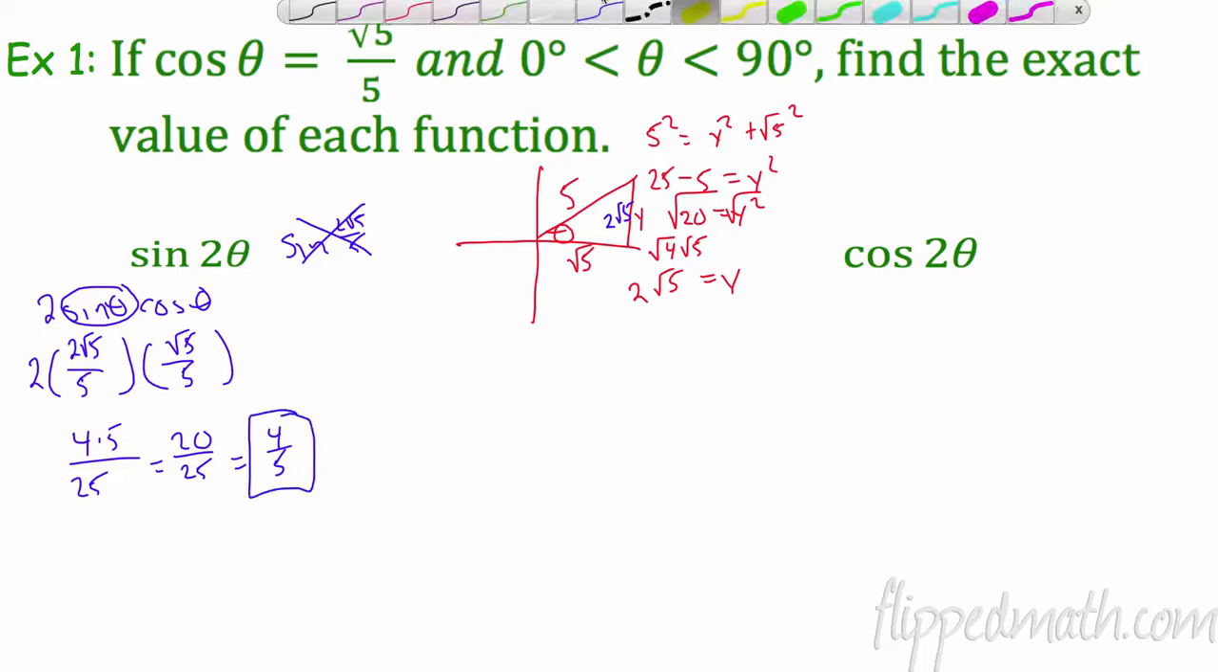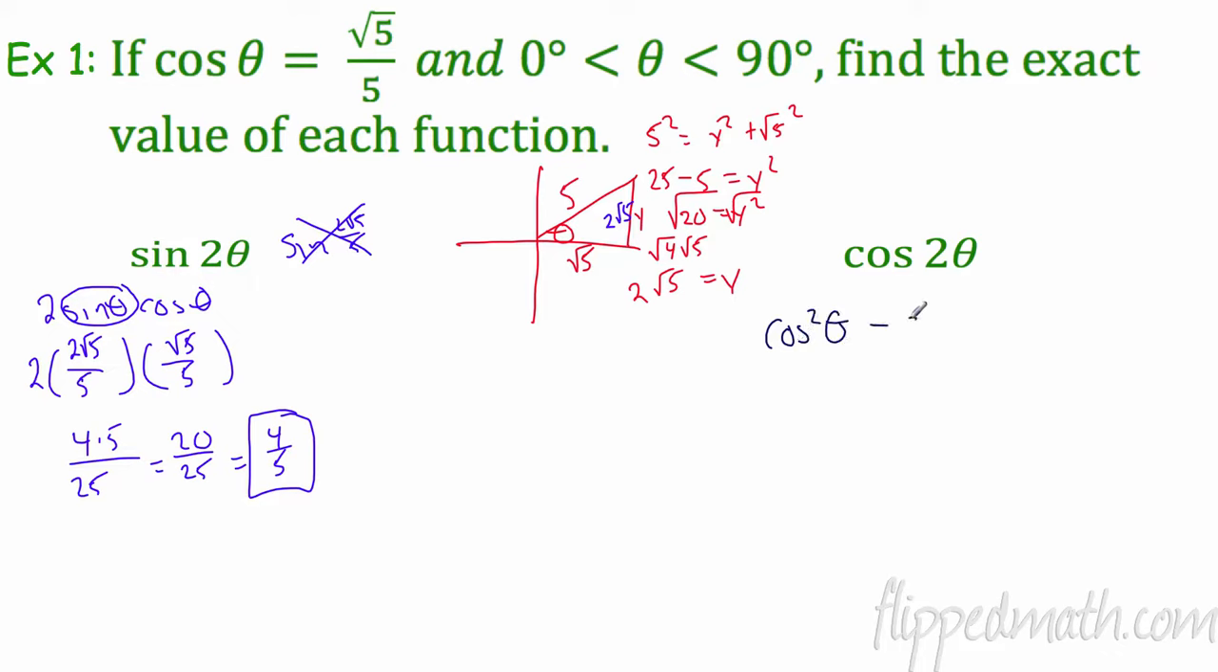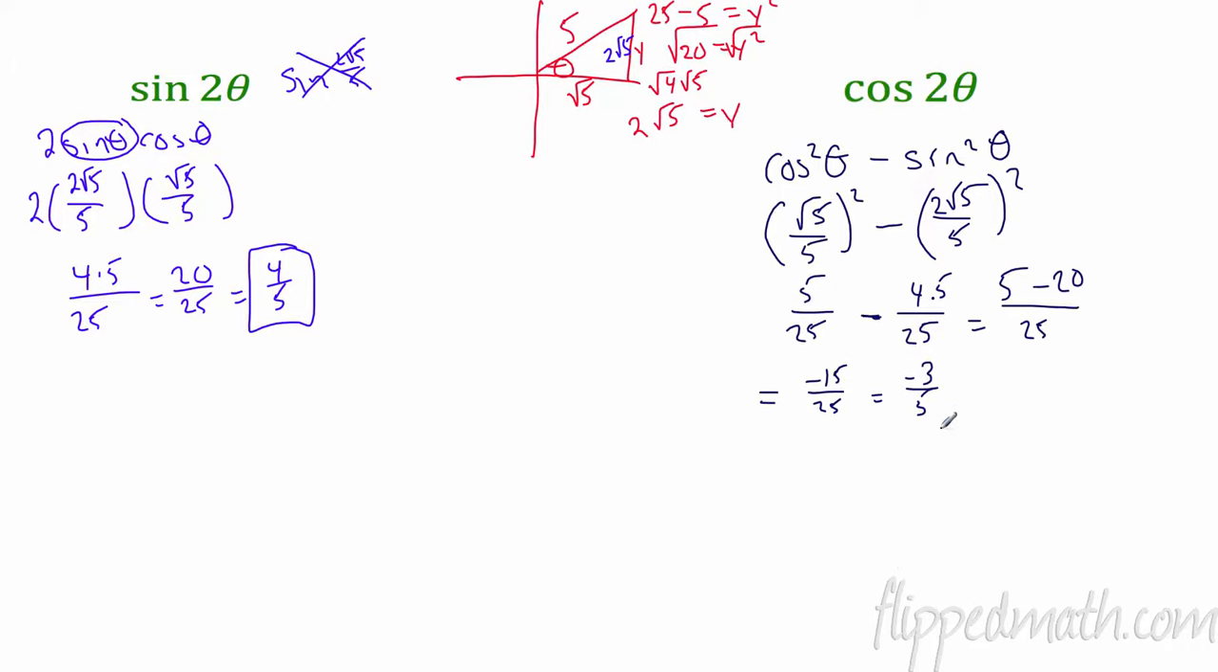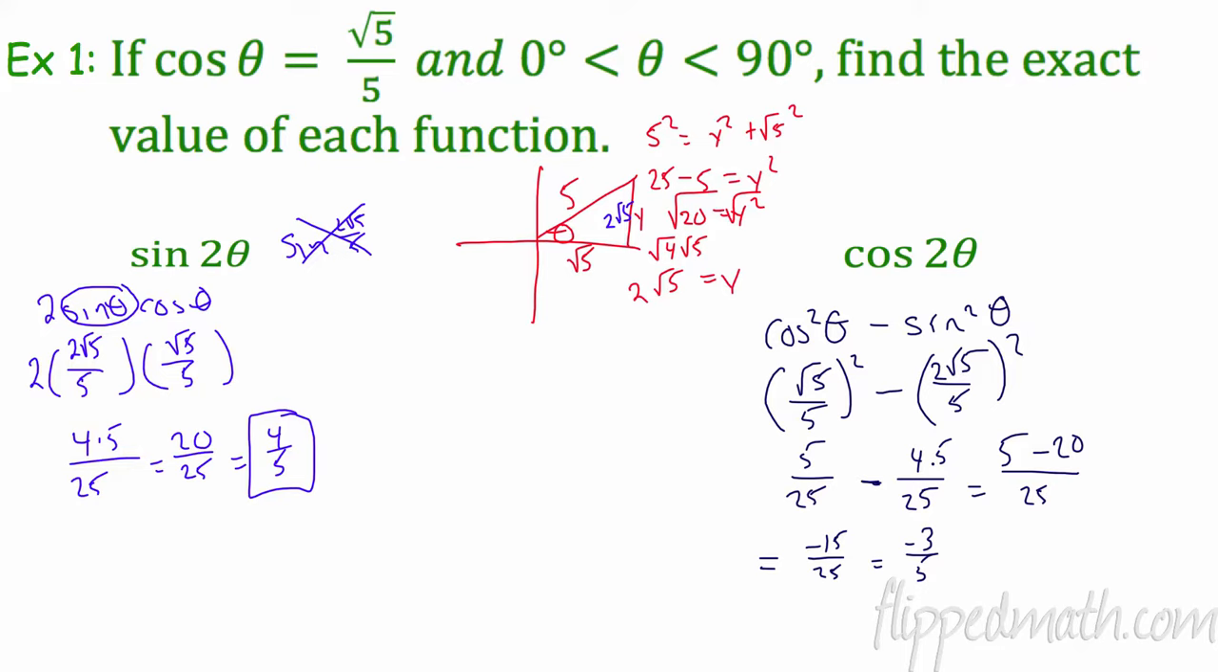Let's come over here and look at cosine. So our cosine formula is cosine squared theta minus sine squared theta. So cosine squared theta, we know, is radical 5 over 5 squared, minus sine squared theta is 2 radical 5 over 5 squared. So radical 5 squared is 5 over 25 minus 2 squared is 4. Radical 5 is 5 over 5. So now we have 5 minus 20 over 25. That gives us negative 15 over 25, which is negative 3 over 5. Okay? So we found our cosine 2 theta and sine of 2 theta.